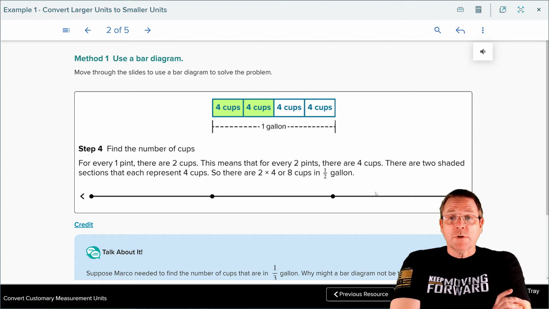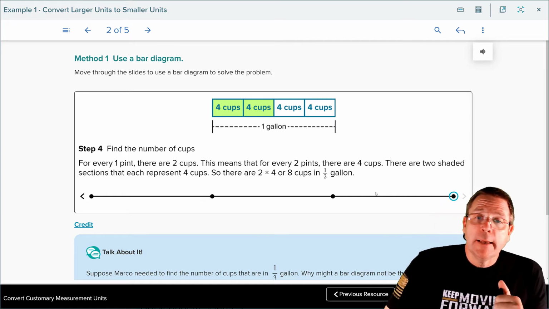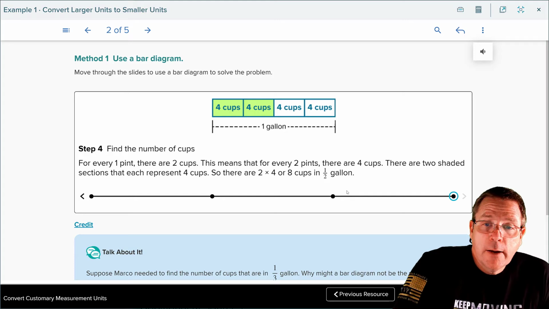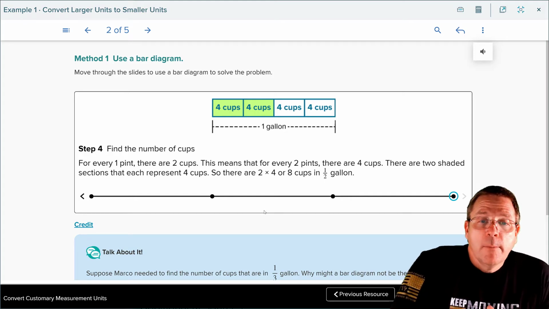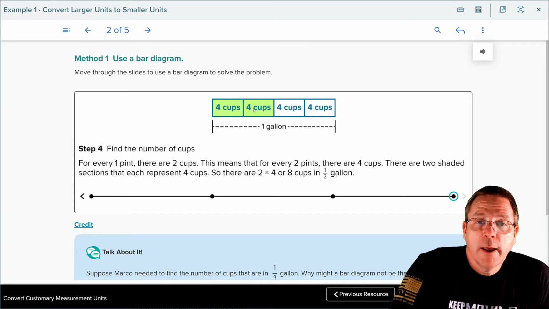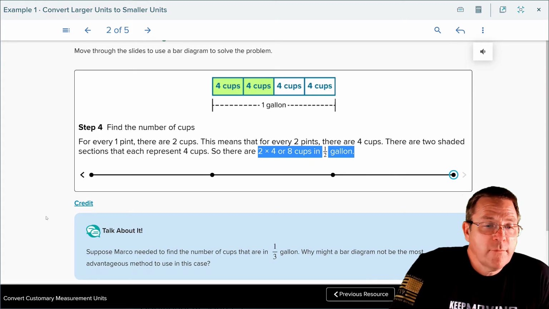That's almost enough to make your brain explode, isn't it? But we are not done yet. We still have not gotten where we need to be because we need to find out how many cups there are in a half gallon. Well, to do that, all we have to do is take the 2 times the 4 cups located in a quart, and you see that right here. 2 times 4 is equal to 8 cups, otherwise known as 1/2 gallon.